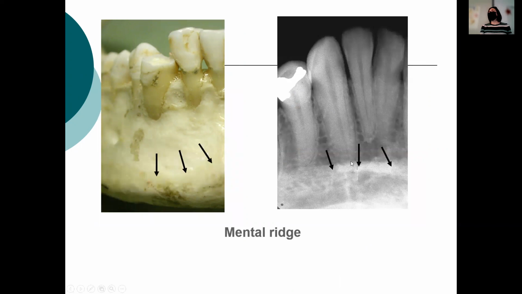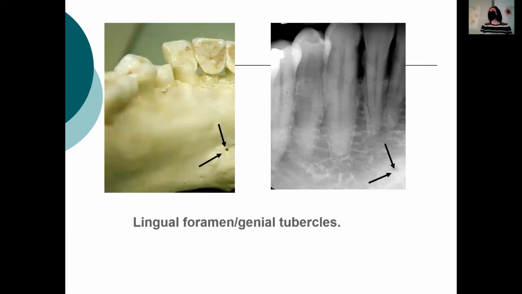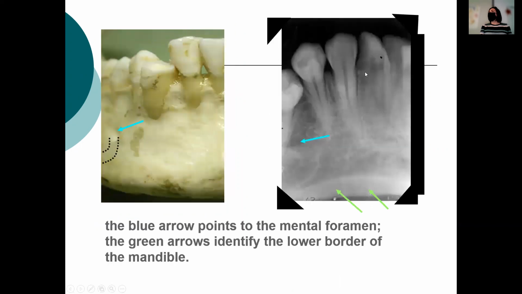Canine and your mental ridge, where it looks a little more radiopaque. Canine and your lingual foramen and the genial tubercle. And your canine is here. Yeah, your mental foramen is out here between your premolars, and then your lingual foramen is on the inside below your central incisors.